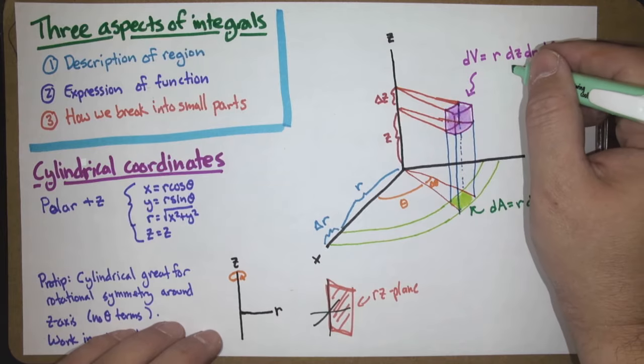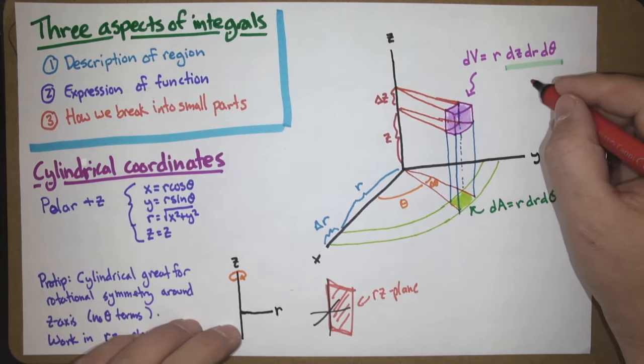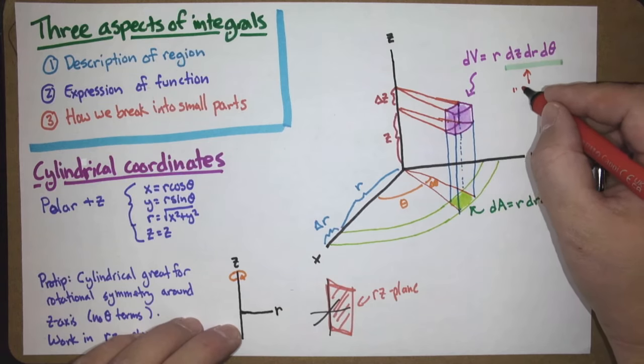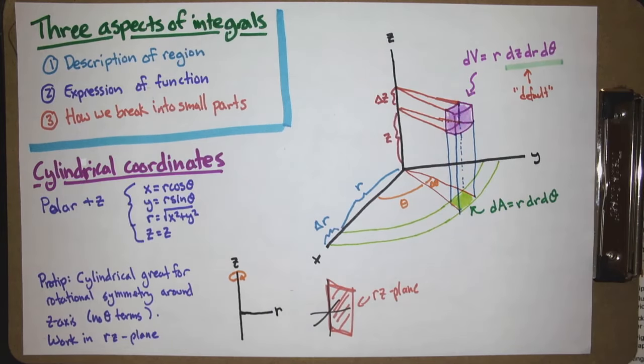Make one note here before we leave. dz dr d theta, I will say, is probably a default ordering. It's not the only ordering, but when in doubt, this is a good one to go with. But you have options.